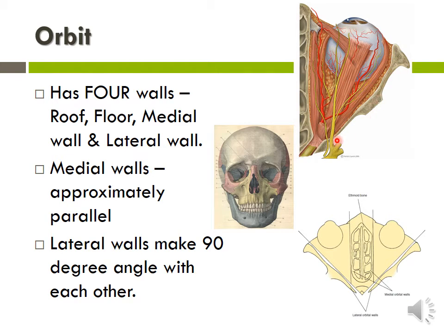So this is a lateral wall. This is a medial wall, and you have another medial wall here of the other eye. So this medial wall and this medial wall are parallel. This is the lateral wall of the other eye. So when you continue the lateral wall here, and when you join this lateral wall, it will make an angle of 90 degrees.